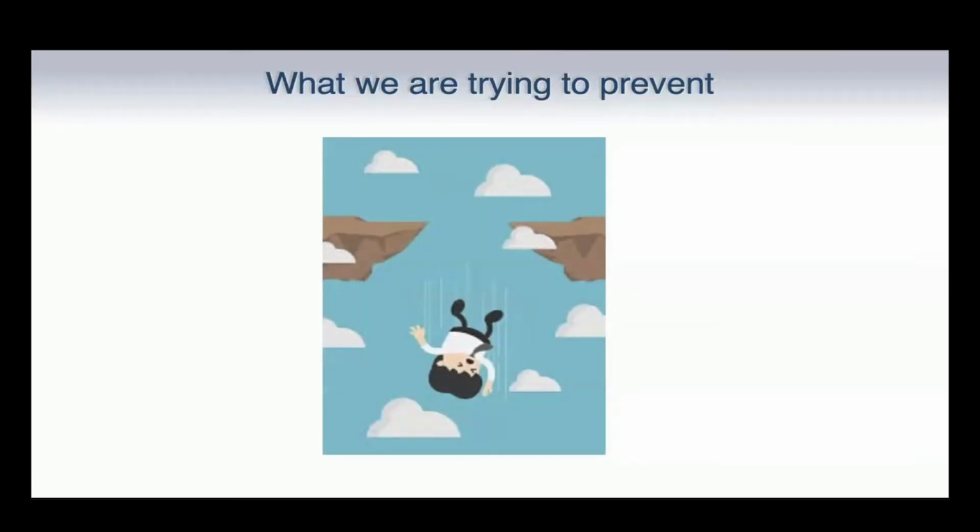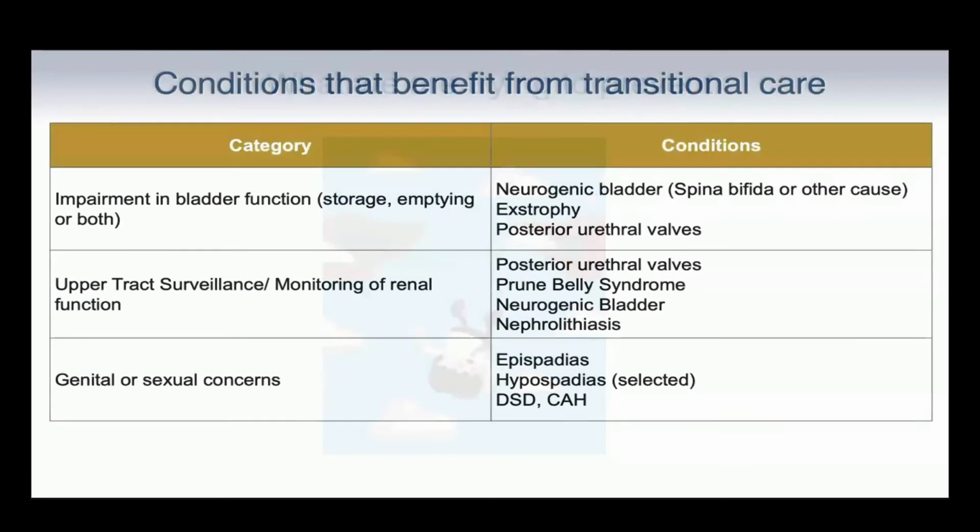What we are trying to prevent really is patients feeling like they're falling off a cliff due to a lack of sufficient preparation, information, support, and skills. So in terms of the literature, when transitional urology came about, what population was the focus? It was spina bifida, patients with spina bifida.